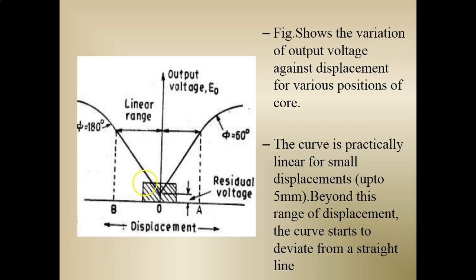When the displacement is 0, that is core at null position, we see the output voltage. When the core has moved to the left, it is indicated by phi equal to 60 degrees. And for the core at right, the output voltage is out of phase by 180 degrees. So that is our core at right position. The curve is practically linear for small displacements up to 5 mm. Beyond this range of displacement, the curve starts to deviate from the straight line.